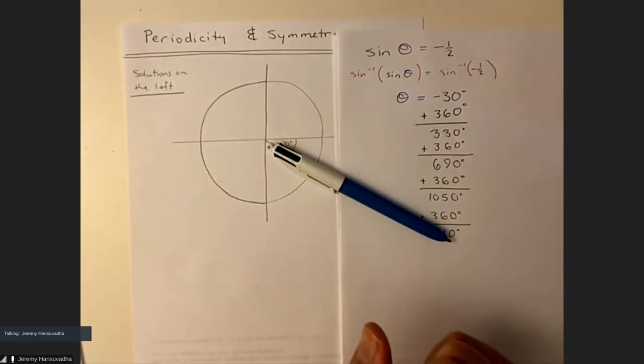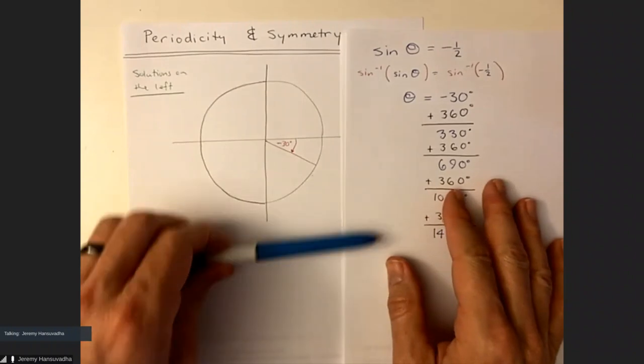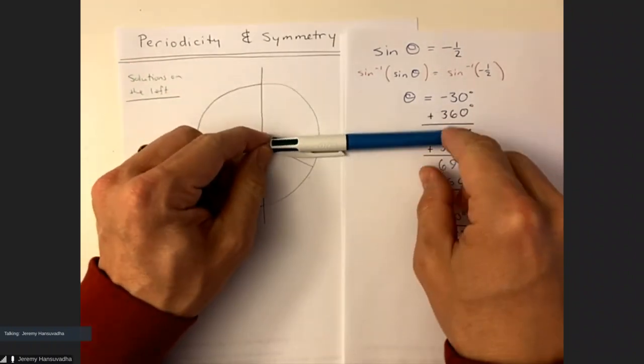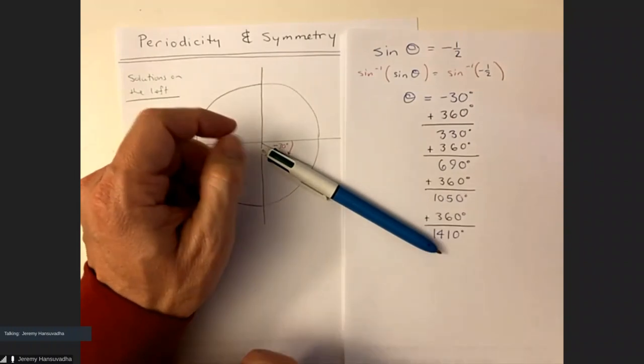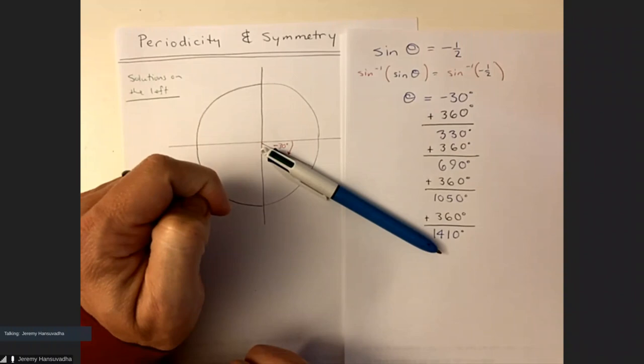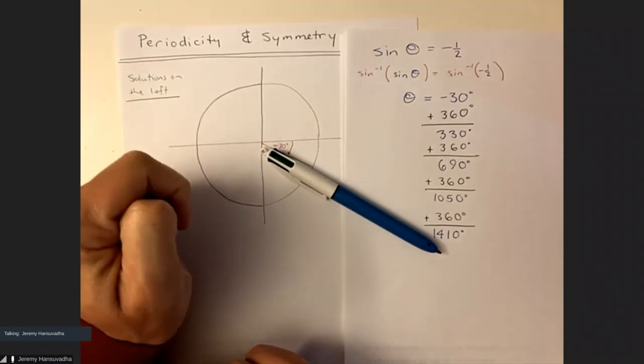Okay, but what if we subtract? So let's go back to the beginning. Here's 0, and we're rotating negative 30 degrees, so 30 degrees in the clockwise direction. What if we then continue rotating in the clockwise direction?